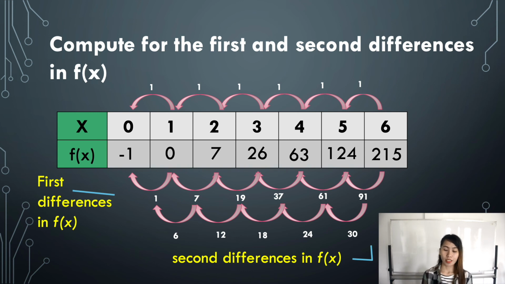91 minus 61 is 30, 61 minus 37 is 24, 37 minus 19 is 18, 19 minus 7 is 12, 7 minus 1 is 6. So, since the second differences in f of x are not equal, therefore, f of x is not quadratic.